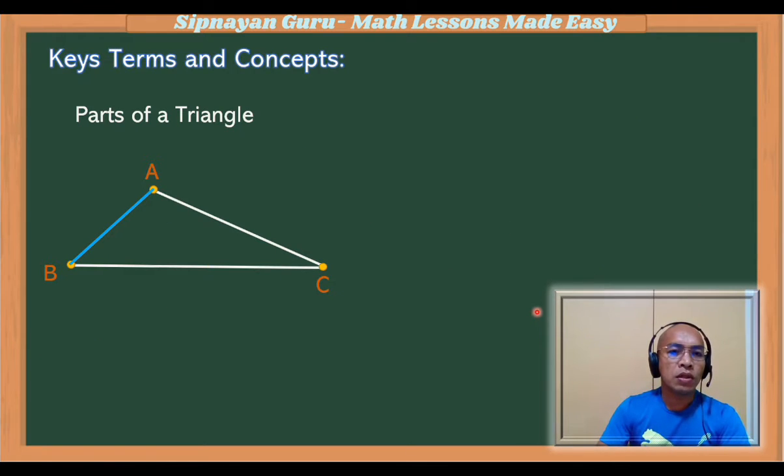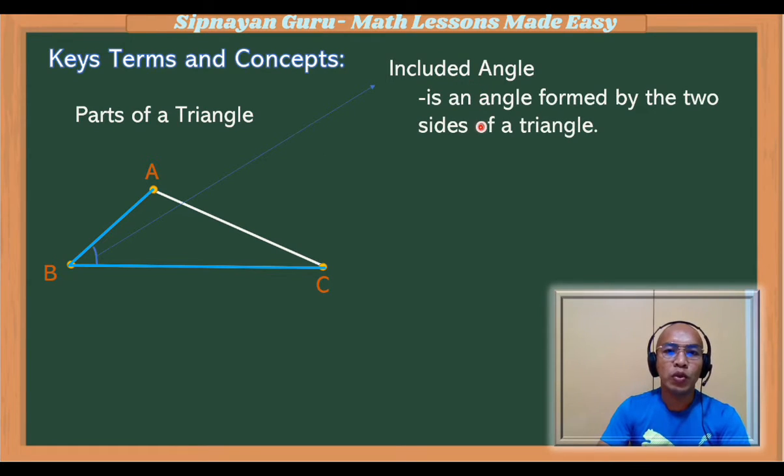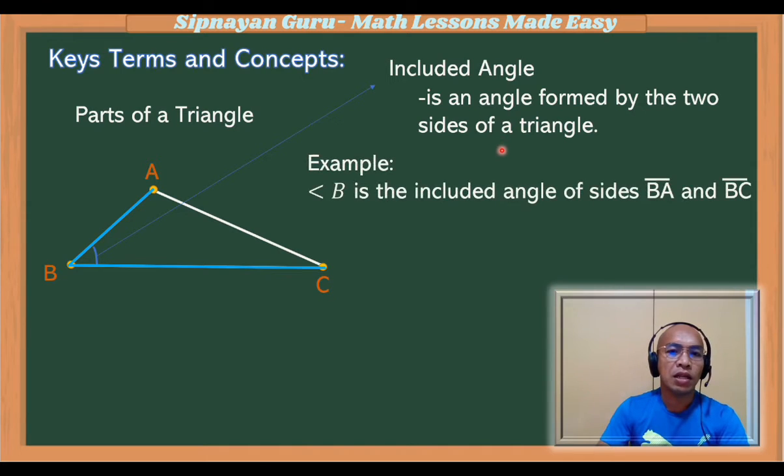Now, suppose in this triangle, we have this segment and we have another segment. These two segments form an angle in a triangle. This angle is known as an included angle. An included angle is an angle formed by two sides of a triangle. In this case, angle B is the included angle of segment BA and segment BC.